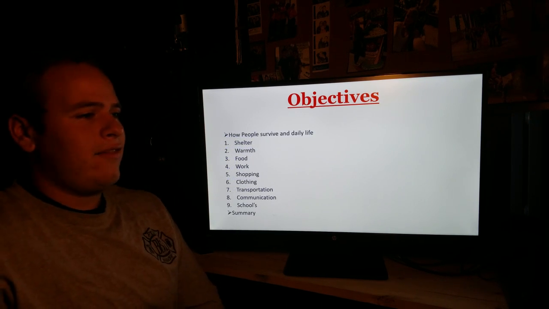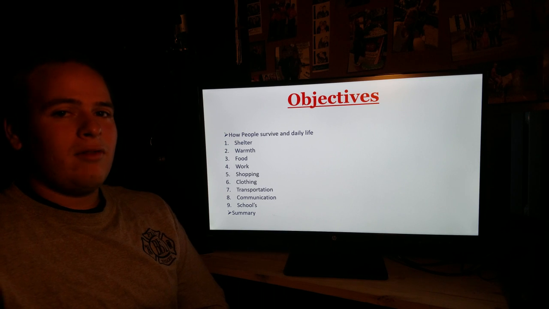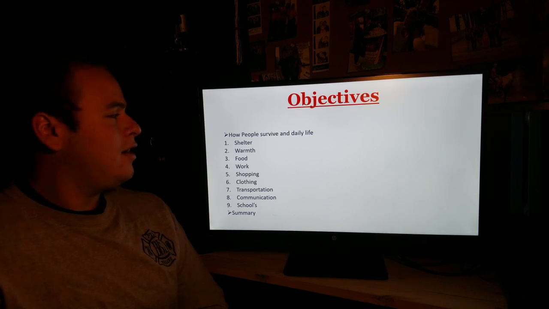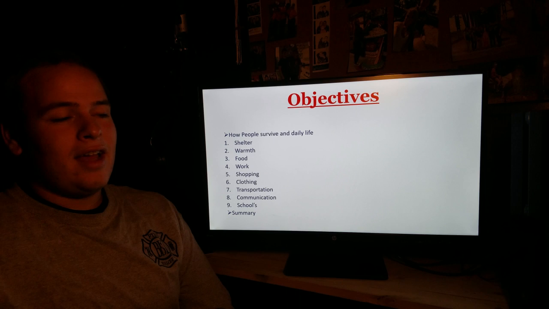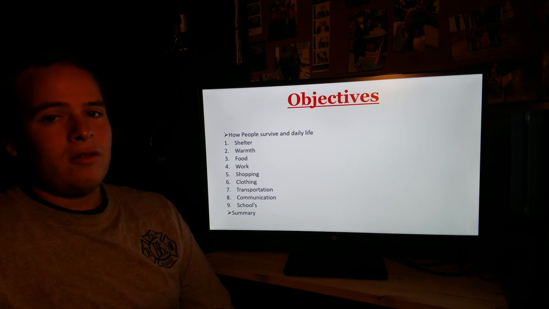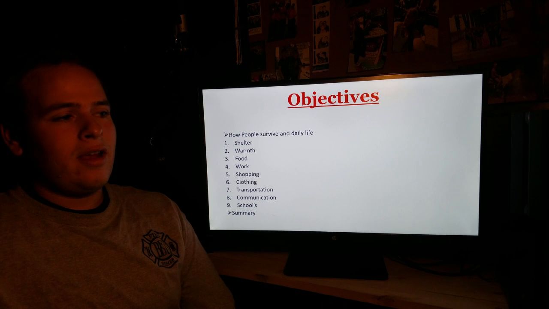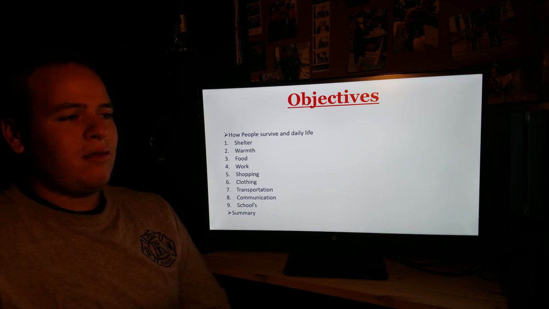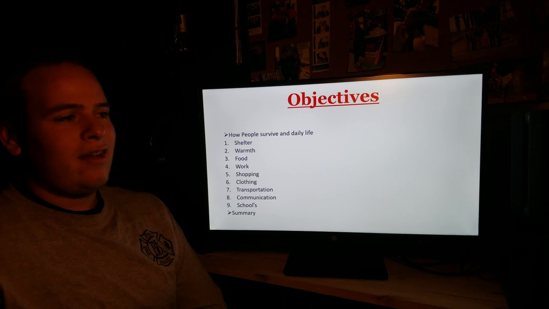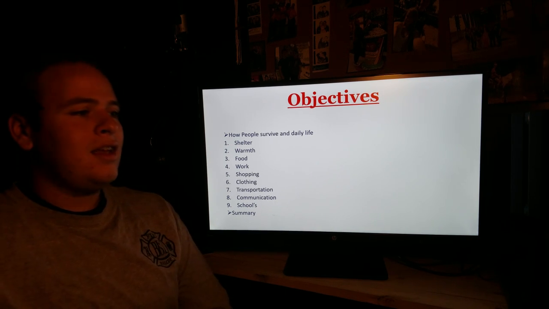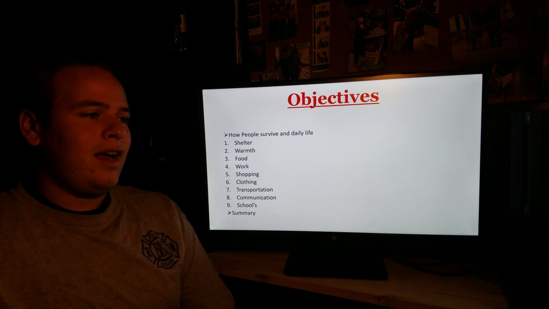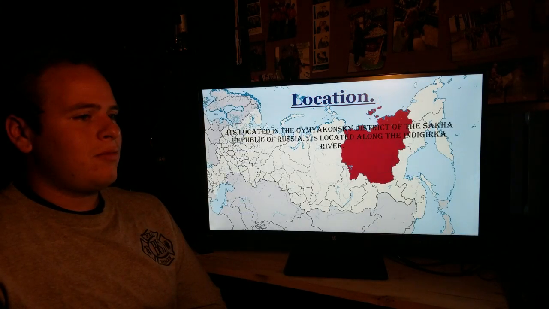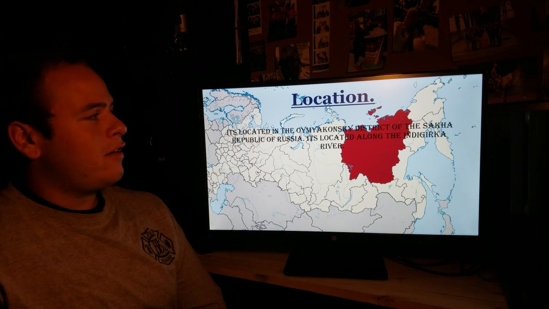Our second set of objectives is really what I based this presentation about. It's how people survive in the daily life. We're going to talk about the shelter, their warmth, food, where they work at, shopping. We're going to talk about the clothing they wear, transportation, how they get around from place to place on the daily. We're going to talk about how they communicate, schools, and at the end we're going to have a brief summary. This brings us to our first point.